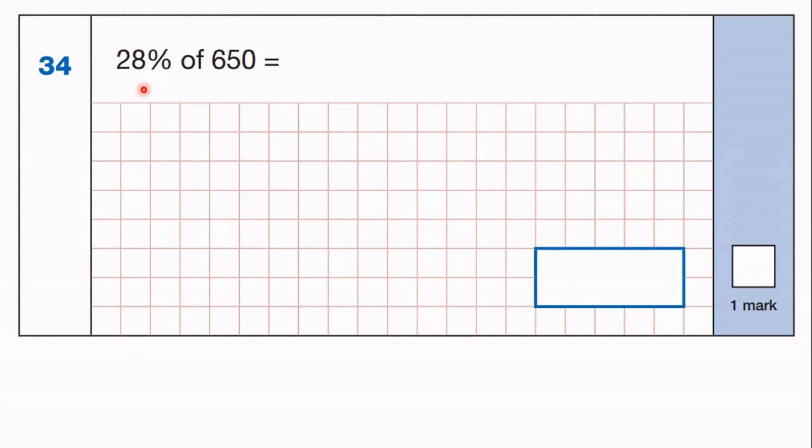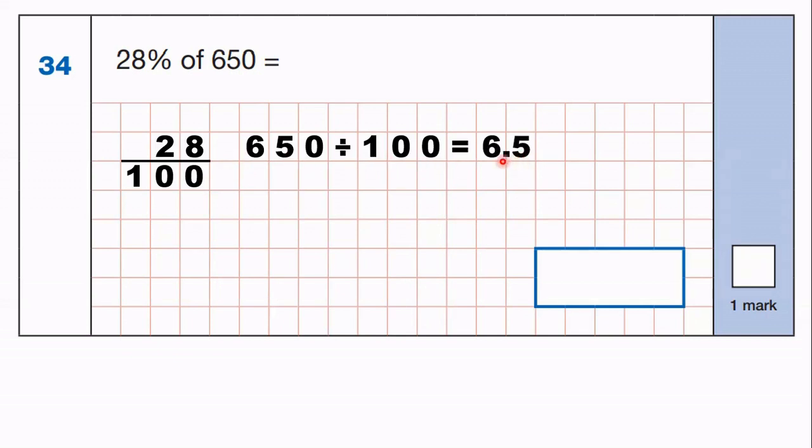Question 34. Find 28% of 650. So a percentage is a fraction over 100. So we can find 28% by finding 28 hundredths of 650. So with fractions, we divide by the denominator, and 650 divided by 100 is 6.5. Because we have a decimal point at the end of a whole number, and because 100 has 2 zeros at the end, the digits move 2 places. But we can ignore zeros on the end of a decimal number.